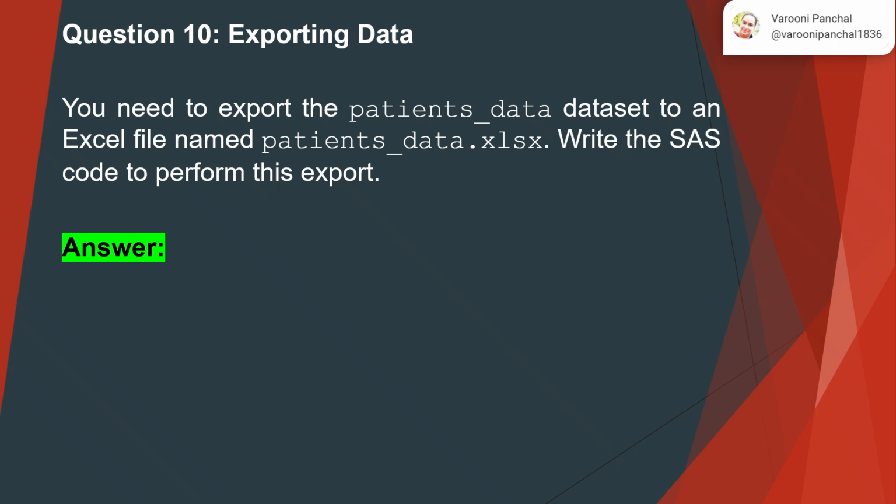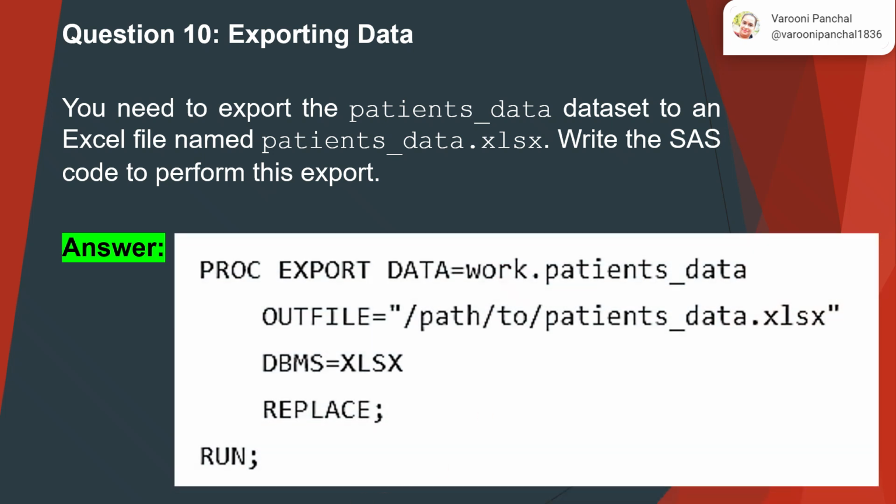Question 10, exporting data. You need to export the patients_data dataset to an Excel file named patients_data.xlsx. Write this SAS code to perform this export. So initially the question number 1 was importing, so now it is exporting. So the answer here is PROC EXPORT is the procedure that we use. We'll consider the data set, which is patients_data, in this data equal to statement. Then we will output the data set into the Excel sheet. So that is why we'll use the outfile. And then here we will mention the path where I want to output the Excel sheet, right?